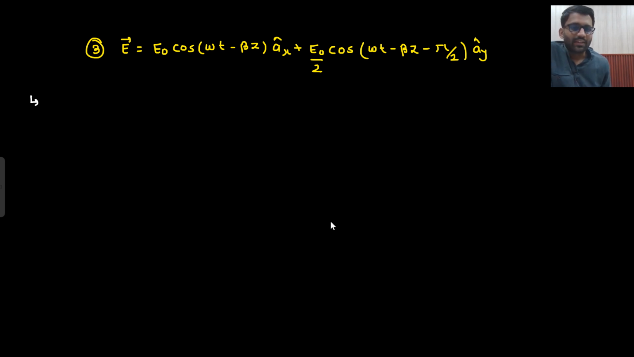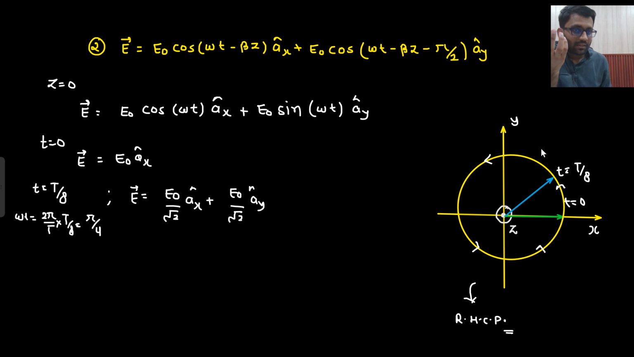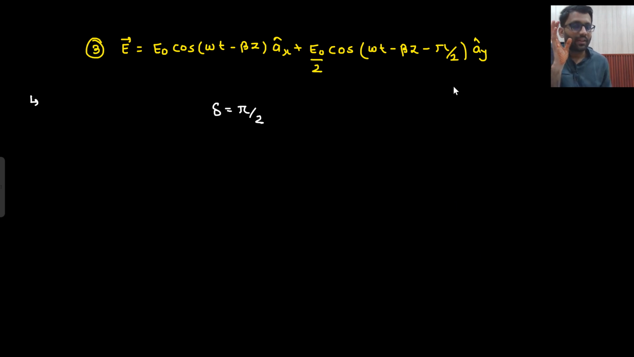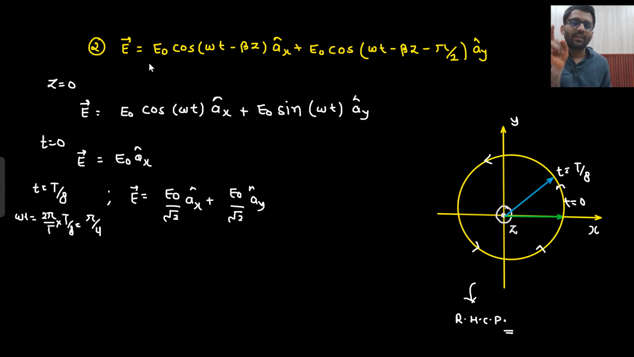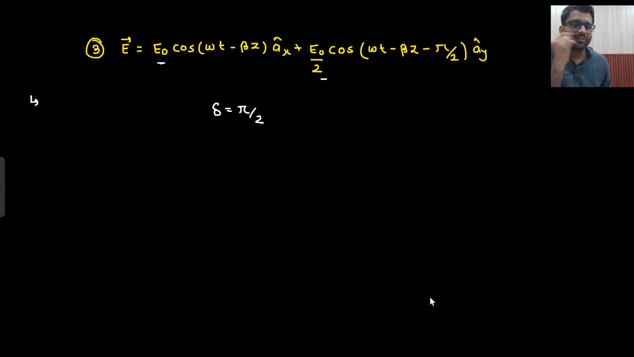So did you try this question? In this question, what is the phase shift? Phase shift is pi by 2. So in the previous examples, what did we show? That when the phase shift is pi, it could be linear polarization. When the phase shift is pi by 2, it is circular polarization. Here the phase shift was pi by 2, so it was circular polarization. Here also the phase shift is pi by 2, but the difference is that this magnitude and this magnitude are not the same. In the previous example, these magnitudes were the same. Now if the magnitudes are not the same, we will analyze what kind of polarization we will get.